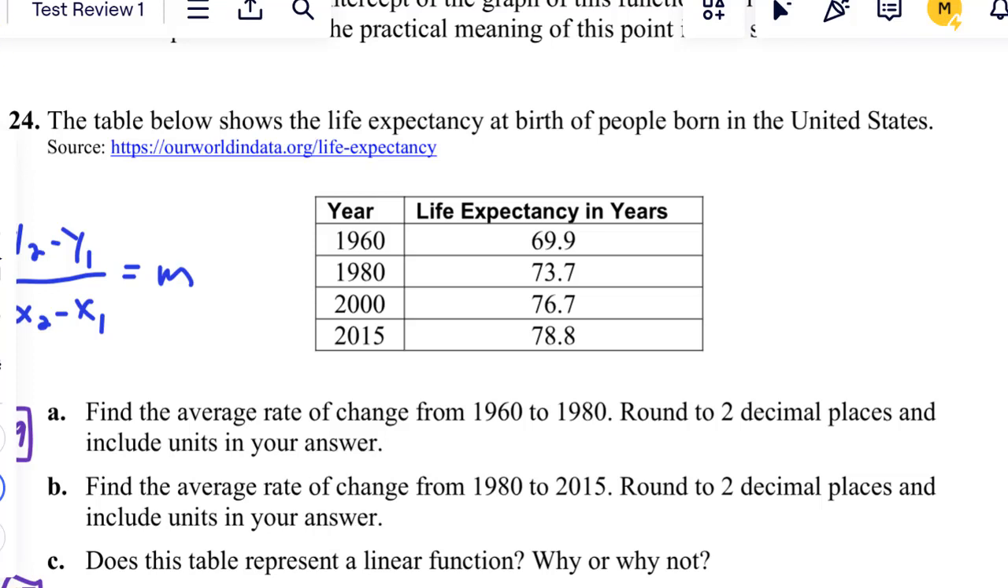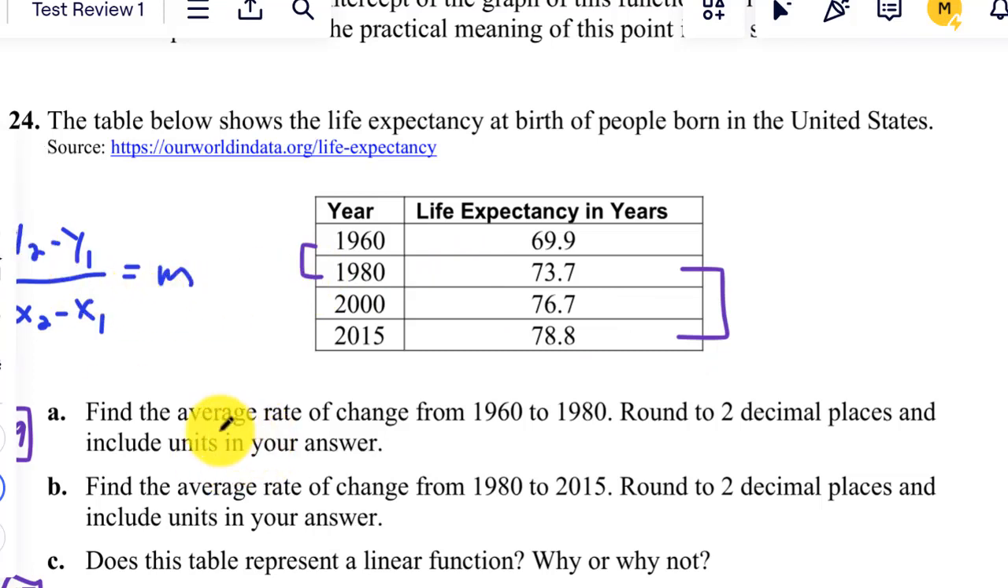We're going to start off with question number 24. It says the table below shows the life expectancy at birth of people born in the U.S. Question A says find the average rate of change from 1960 to 1980. Part B says from 1980 to 2015. Right, so we're using these 2 points.